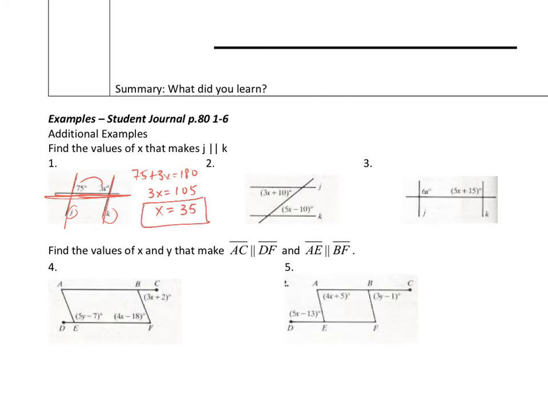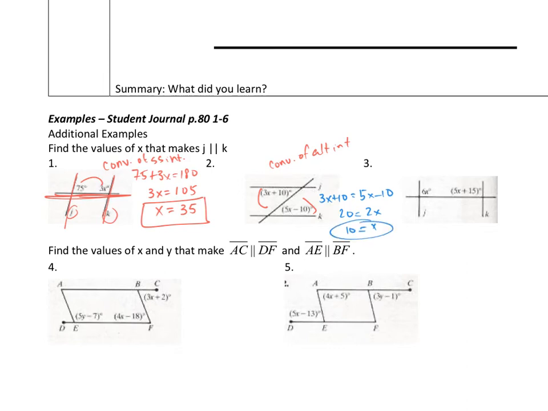All right, on the next one, these are alternate interior. So this is converse of same side interior or consecutive interior. This is the converse of alternate interior. So that means here we need 3x plus 10 to equal 5x minus 10. So you get 2x, and over here 20, so x would be 10.